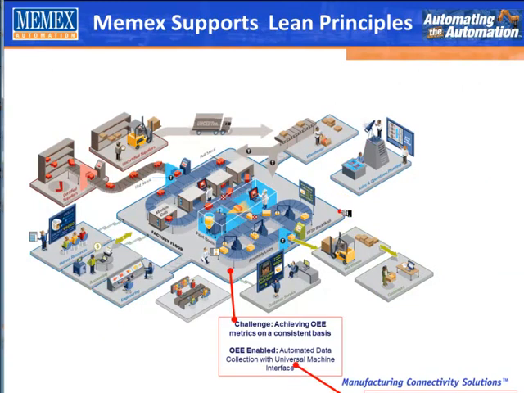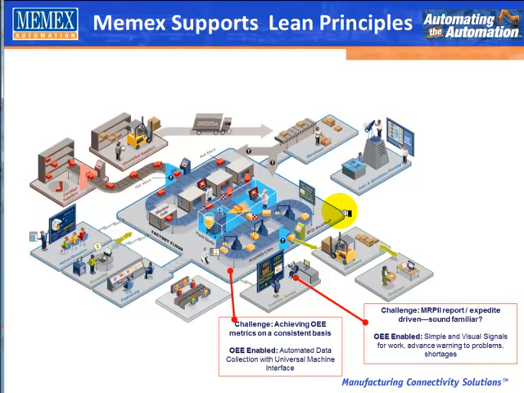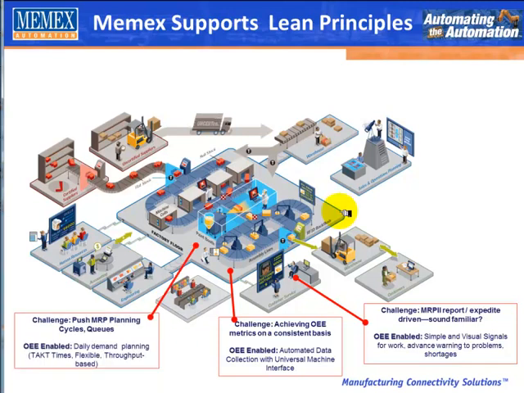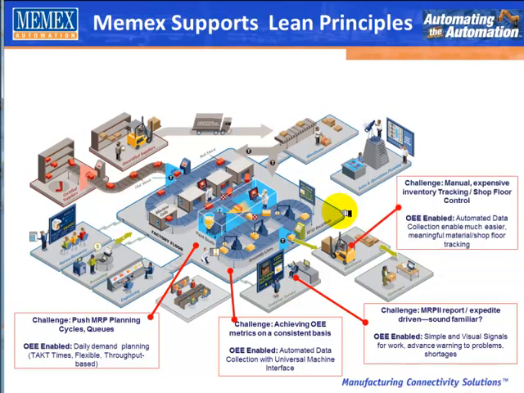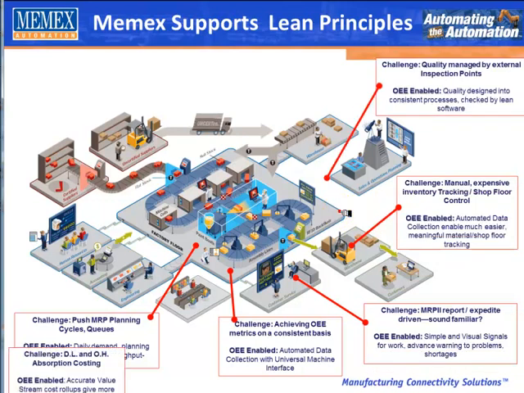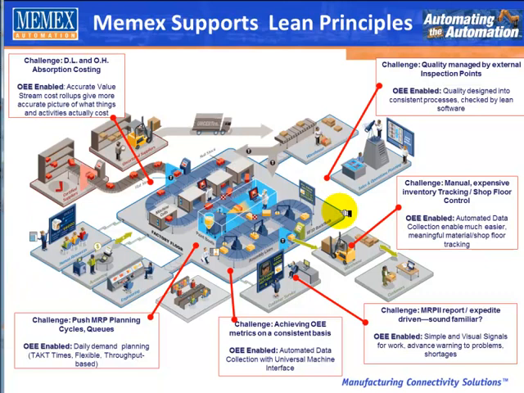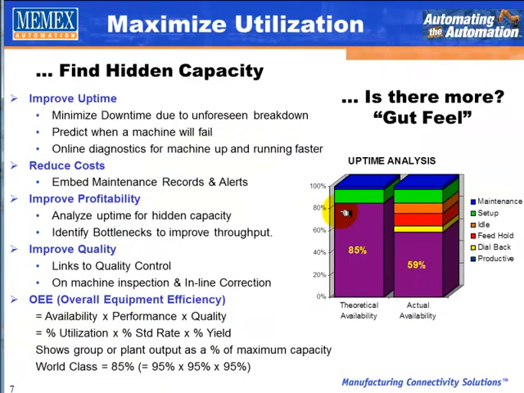Achieving OEE metrics on a consistent basis is very important. Connecting with your MRP2 system for reporting and pushing MRP2 planning in terms of cycles and queues, and validating your data on shop floor, product standards, manual expensive inventory tracking areas. Quality is important, and of course overall costing of your main systems. We track it all together.